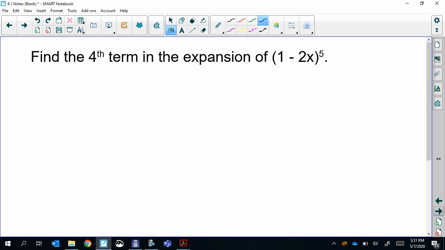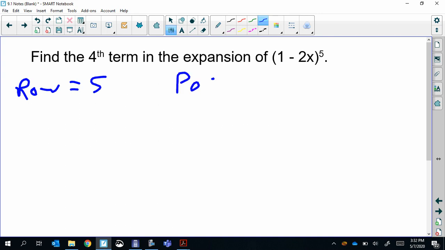So when you are asked to just find a certain term, you don't need to do the entire expansion. You don't need the entire triangle. We just need a certain term. So we need to know what row we're in. We need to know what position we're in. So the row always matches the exponent. So the row is 5.